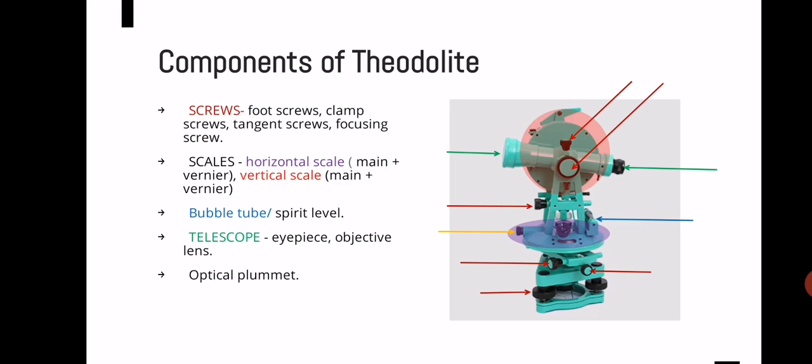After that, we have focusing screw. The red arrow coming straight from the upward is pointing towards a big screw. That big screw is the focusing screw, used to adjust the movement of the objective lens so as to focus on our required point or staff.